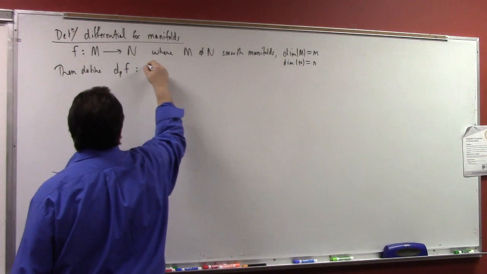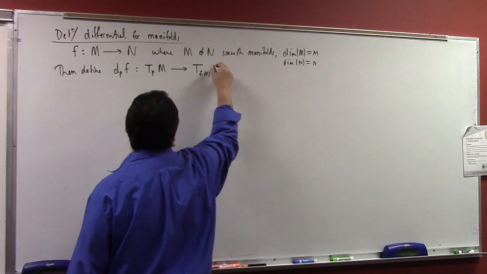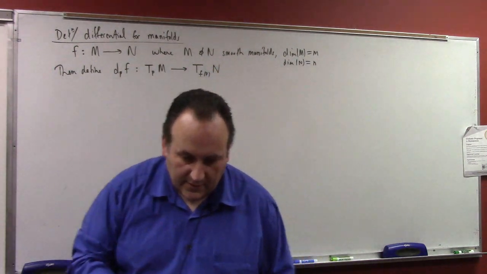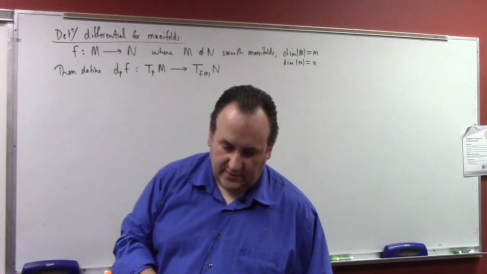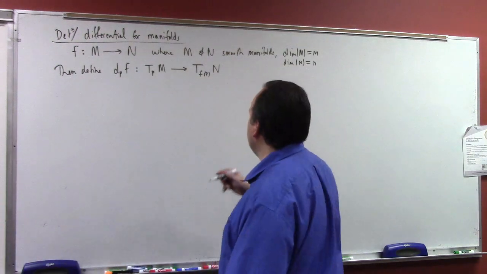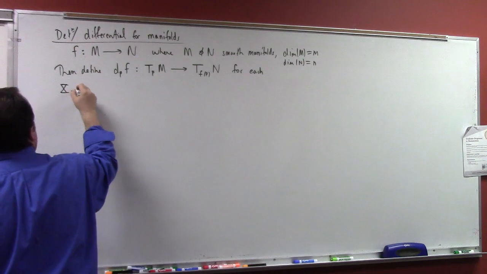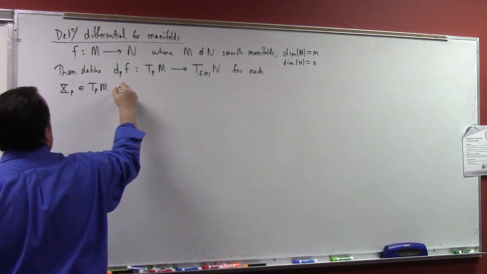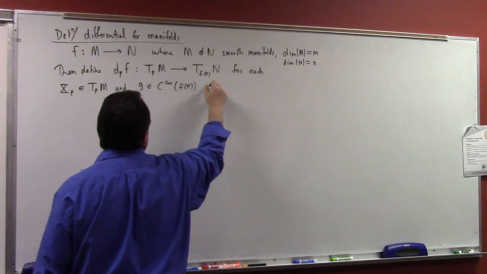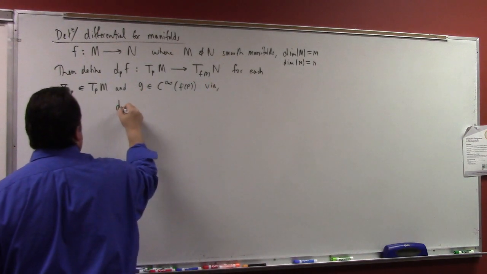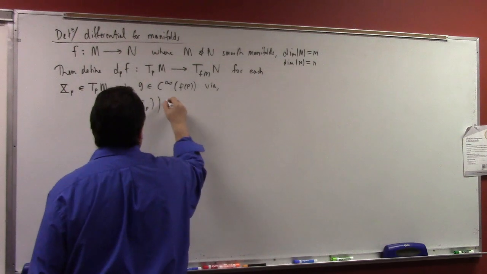as a mapping from the tangent space at p to M to the tangent space at f(p) to N. This is the differential of f at p, and we define it for each derivation to M at p and for each smooth function at f(p). For each X_p in the tangent space at p to M and g in the smooth functions at f(p) via, here's how it goes. So d_p f acting on X_p, that acts on g.